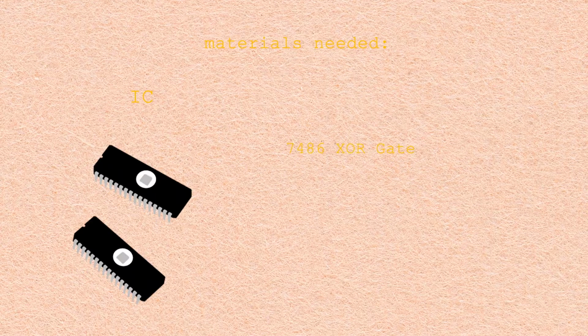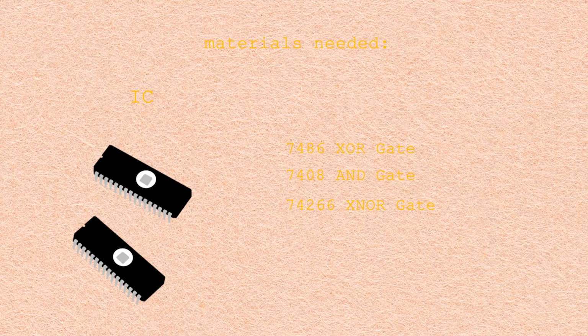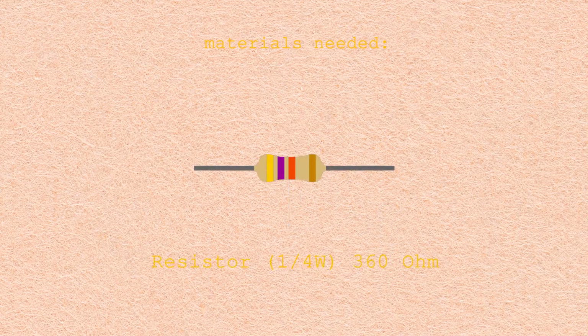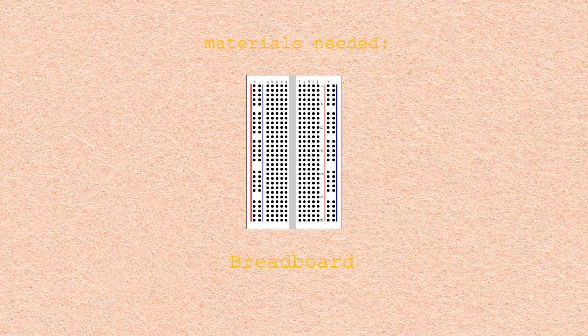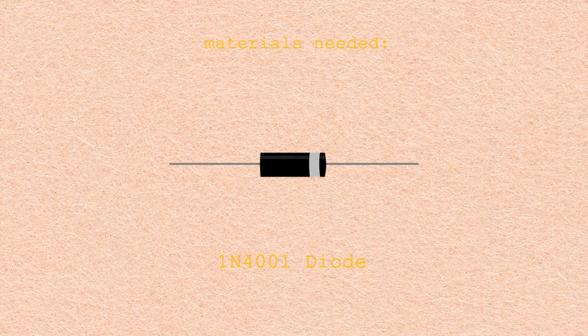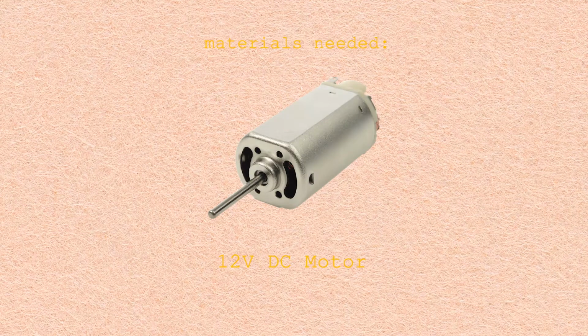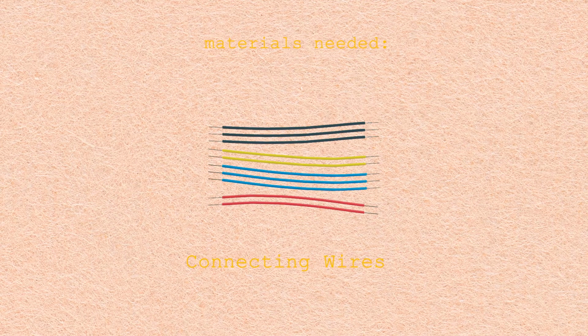Today I will be experimenting with the exclusive OR gate and the exclusive NOR gate. The materials I will be needing are the ICs 7486, 7408, 74266, some LEDs, 360 ohm resistors, a breadboard, power supply, relay, 1N4001 diode, 2N3904 transistor, 12 volt DC motor, and lastly, connecting wires. So, without further ado, let's begin.